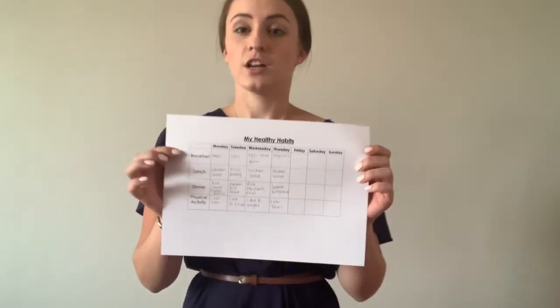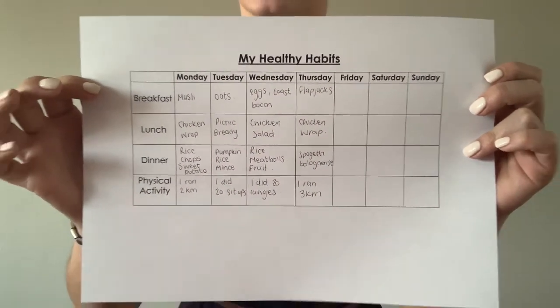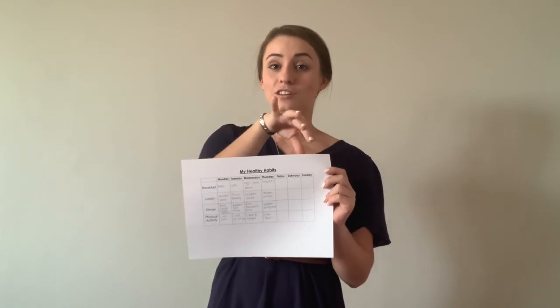Mine is already completed, sorry about that, but this is a great example of what you should do. The table looks like this. On the side it says breakfast, lunch, dinner, and activities I have done. At the top, Monday, Tuesday, Wednesday, Thursday, Friday, Saturday and Sunday. Every day you are going to write down what you have eaten for breakfast, lunch, and dinner, and what activities you have done that day to keep yourself healthy.